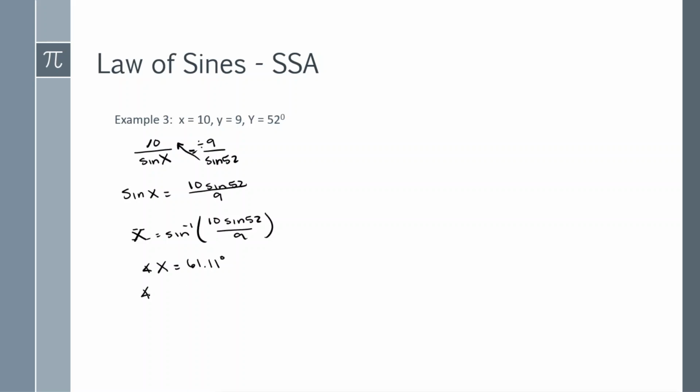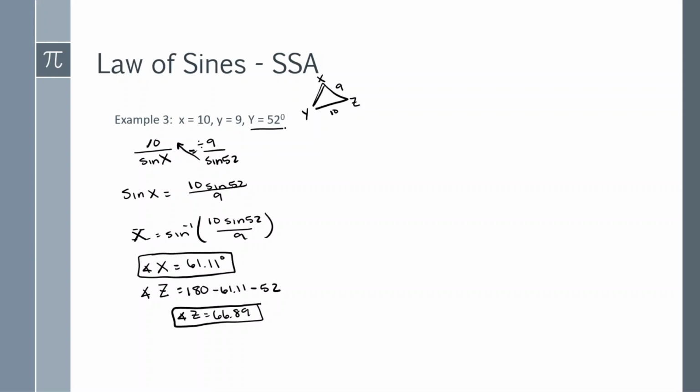Now that will allow me to find angle z. We'll call the third angle angle z. So our triangle is y, x, and z. All right, so this would be 180 minus 61.11 minus the 52 they gave me to begin with. And that gives me 66.89. So I now know all 3 angles.